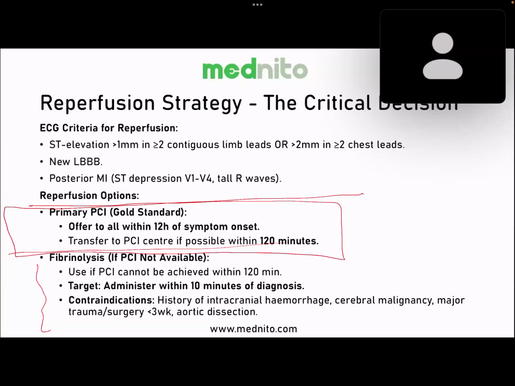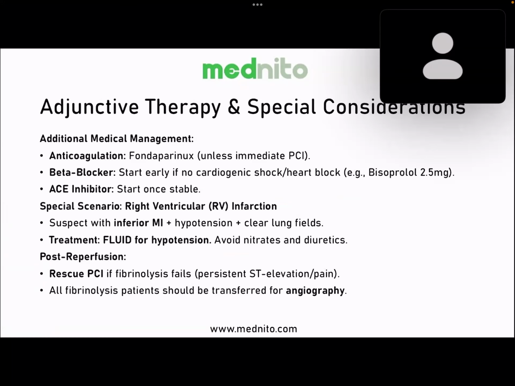All right. Reperfusion options: primary percutaneous intervention. It is offered to all within 12 hours of onset of symptoms. You will have to make sure that tertiary center transfer is done if the patient has got ST segment elevation. All right. Additional things, anticoagulation: fondaparinux needs to be given if the patient has not had any percutaneous coronary intervention done. All right. One most important thing to remember is, if you've got hypotension, avoid nitrates is the rule, please.